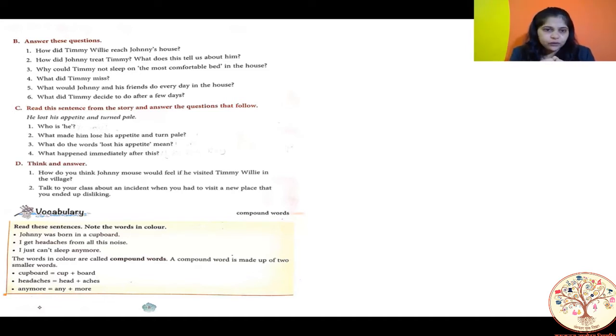For example, I'll give you example. See, there is an example from your book. See, you pick up cup plus board. Cupboard to nahi pad sakte isko. Isko bolte hain cupboard. Kya bolte hain? Cupboard. I'm having headache. Head plus ache, H-E-A-D, A-C-H-E. Headache. Okay? So these are called compound words. Everywhere, nowhere, everything, by the way. ये सब क्या है, हमारे compound words हैं. Clear?